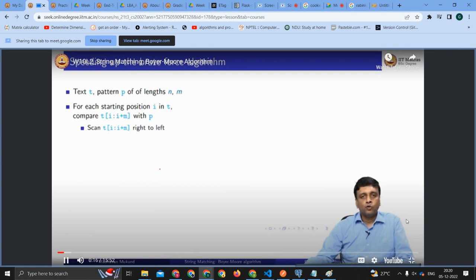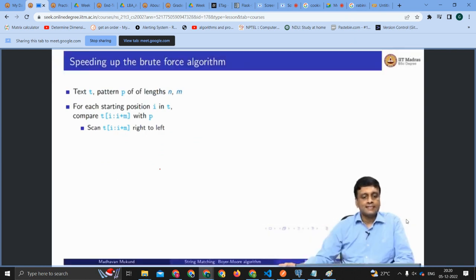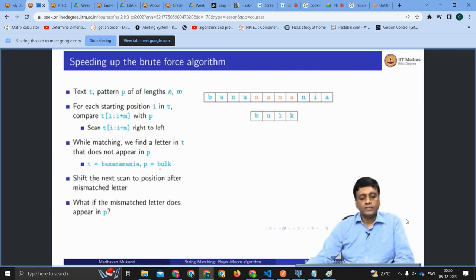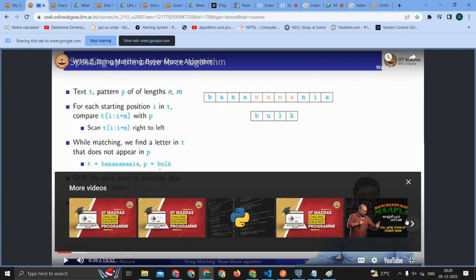We can speed up the brute force algorithm, which scans each slice at a time, by checking whether there is a letter in my text which does not appear in my pattern. So the example we gave was this A in Banana Mania, which does not appear in bulk. And if we are scanning from the right, for instance, then we can skip forward from position 0 to position 4 in one step. Did you understand what just happened?